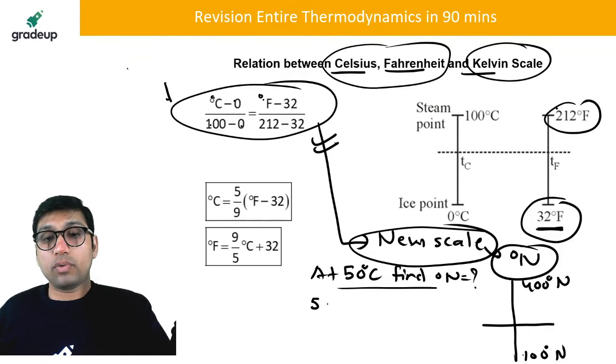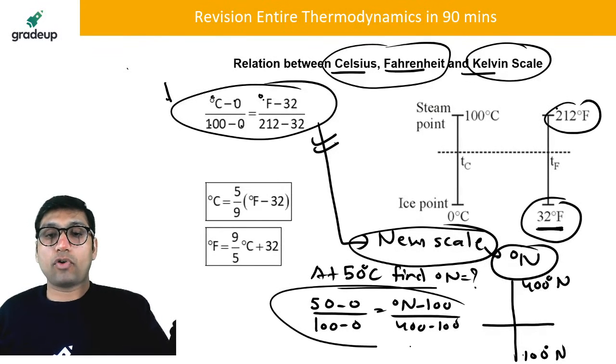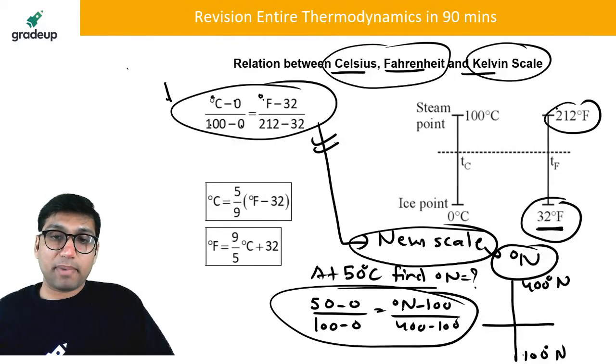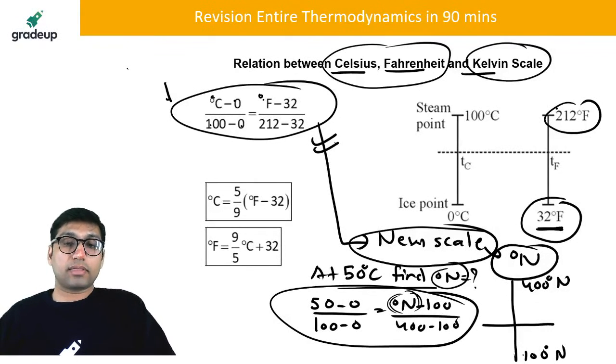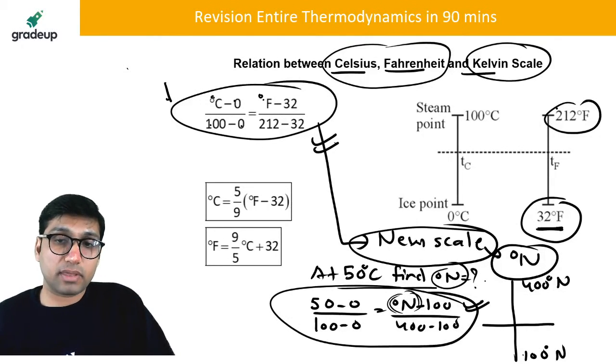So how you will use this formula: it will be 50 minus 0 divided by 100 minus 0 is equal to degree N minus 100 divided by 400 minus 100. So from here, by using this formula, you can simply find the value of this new temperature scale. Using this relation, this is how you develop a new temperature scale.